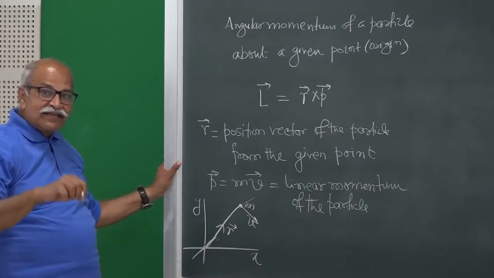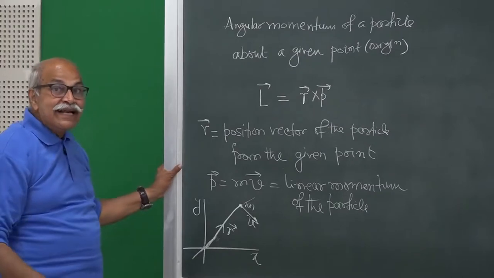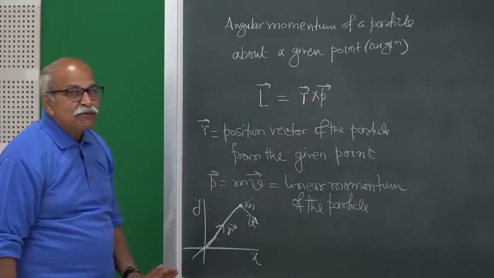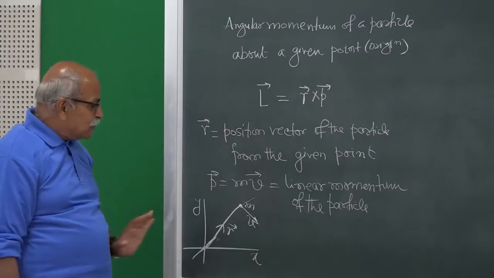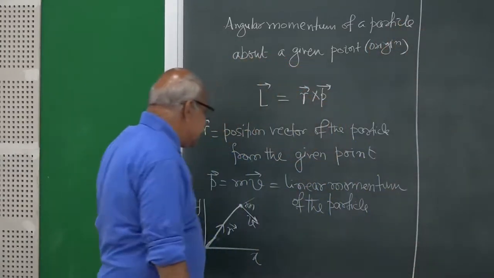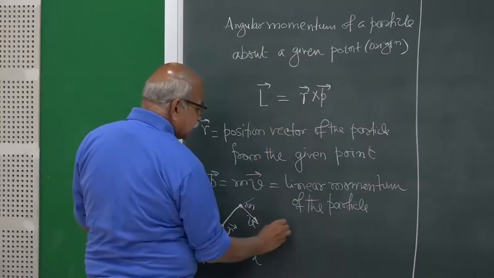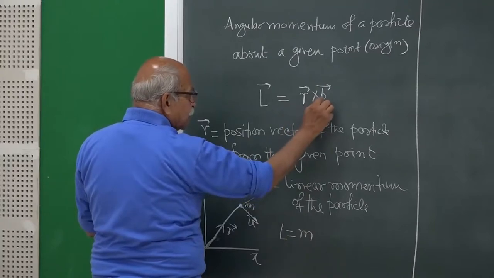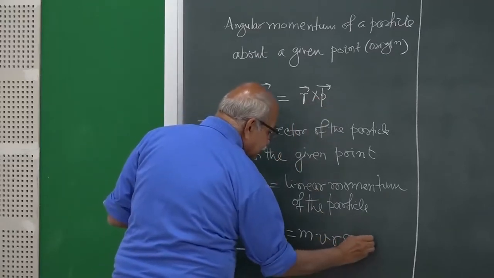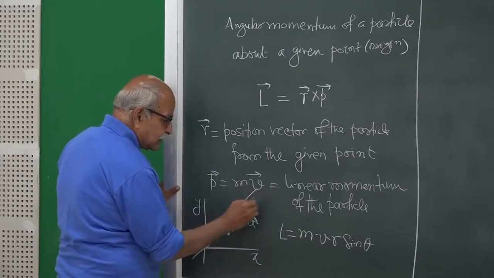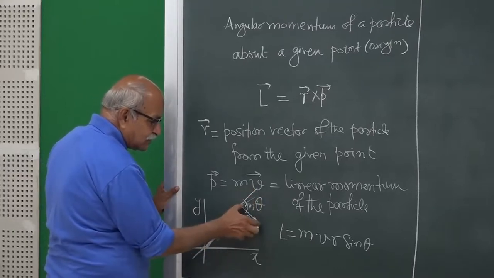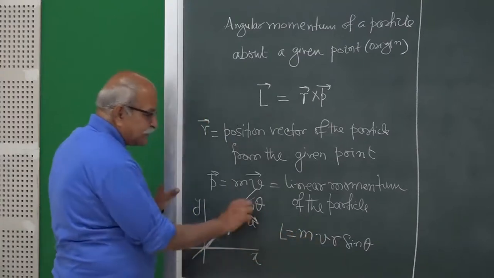So, angular momentum is a vector quantity, it has a magnitude and a direction, and the direction is perpendicular to this r vector and perpendicular to this linear momentum vector. So, that is angular momentum defined about that particular point. And the magnitude of course is mass times velocity times this distance r, m v r, and then the sine of the angle between the two. So, this is the r vector, this is the p vector, this angle is theta, so r, the magnitude of this r vector, times the magnitude of the linear momentum vector, multiplied by sine theta, that is the magnitude.